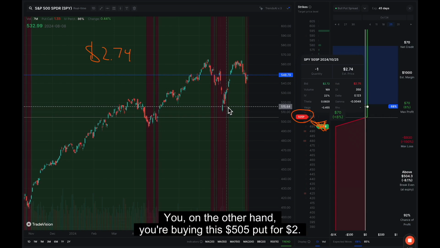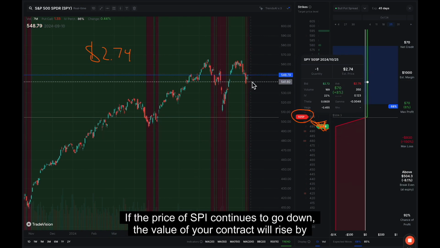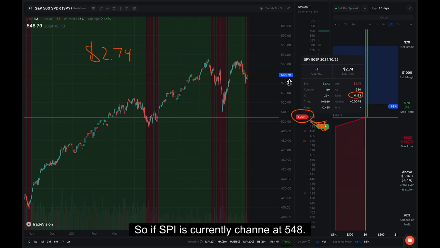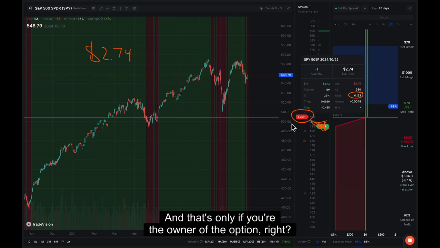because I don't think SPY is going to go down. You, on the other hand, you're buying this $505 put for $2.74. You think it's going to go down. If the price of SPY continues to go down, the value of your contract will rise by your rate of change, delta right here, 0.123. So if SPY is currently trading at 548.79 and it goes down to 547.79, you will make approximately 12 cents of premium, right? And that's only if you're the owner of the option, right?